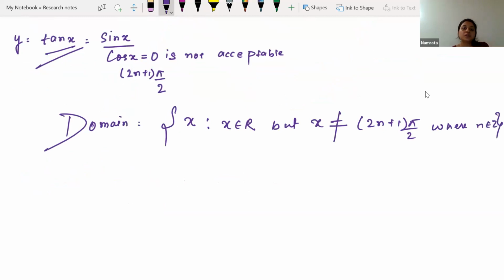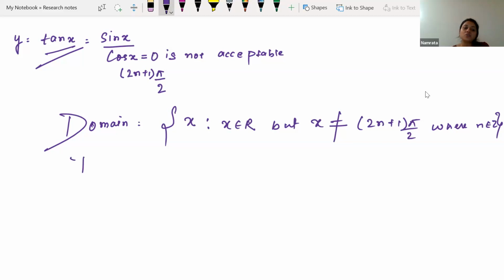Got it? What will be the domain? Domain will be all real numbers except odd multiples of pi by 2. So how to write except odd multiples of pi by 2? In the set chapter we have learned this is the way which can be used to write it, right?